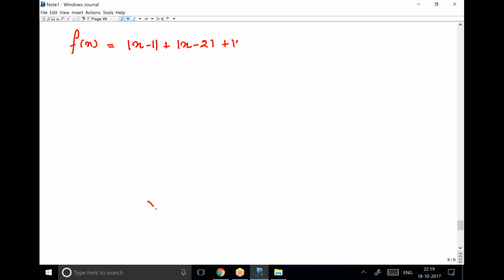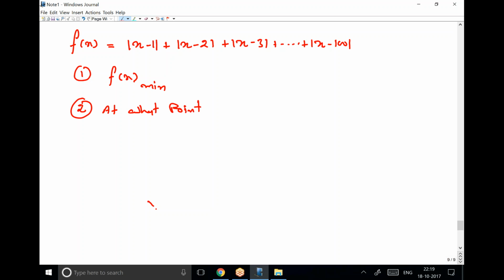Plus x minus 3 plus up to so on x minus 100. The first possible question is: find f(x) minimum. The second possible question is: at what point will the minimum occur. And the last question is: at how many points will the minimum occur. Okay, so please try out these three questions.